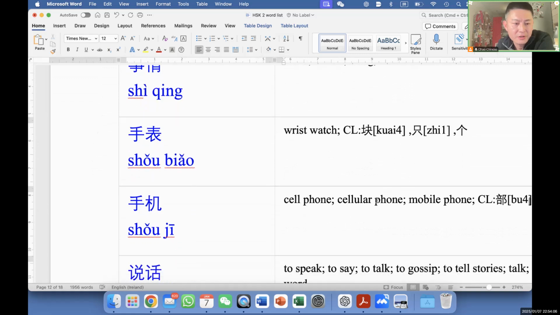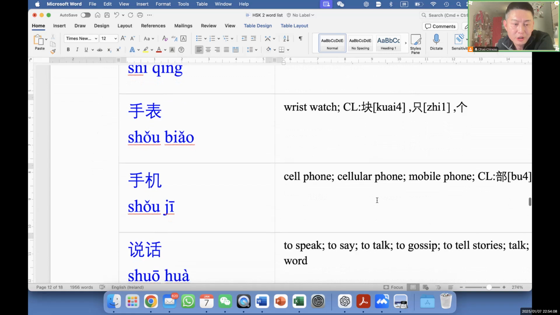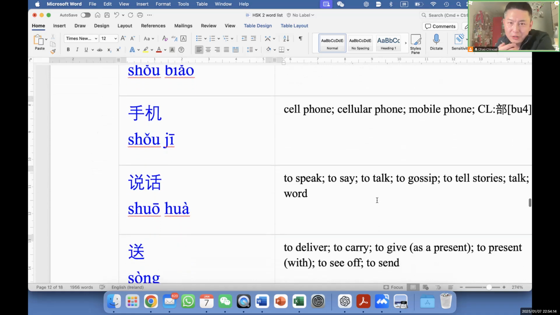Another hand thing is your mobile phone. 手机, 机 is a 机器, a machine. A hand machine is your mobile phone. 说话, 说 is to speak. 话 is words. 说话 is to speak words, which means just talk, say things, right? 他不喜欢说话. He doesn't like to talk. Okay. 你说话, you speak. Okay.